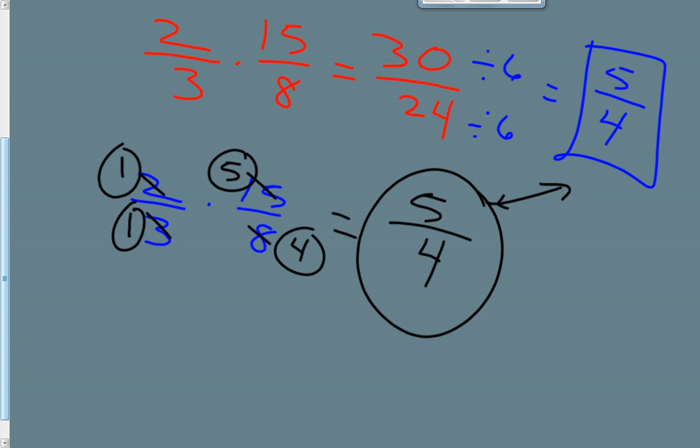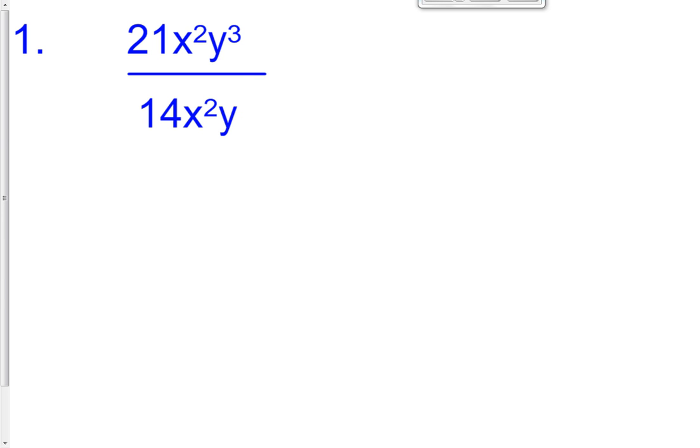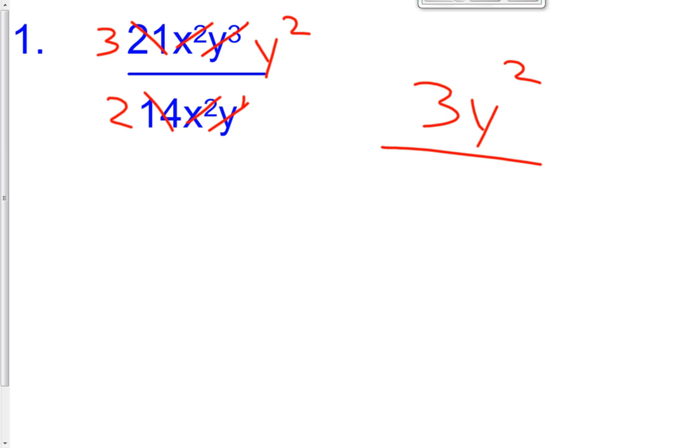So those are key concepts that we want to remember as we now multiply rational expressions, which now have variables in them. So let's first simplify this one. We could simplify from top to bottom. 21/14 is 3/2. X squared divided by x squared, anything divided by itself is just 1, so those cancel out. And then we have y cubed divided by y to the first. You would subtract those exponents. 3 minus 1 is y squared. So we end up having 3y squared in the numerator, and in the denominator we end up with 2. 3y squared divided by 2 is the correct answer for number 1.